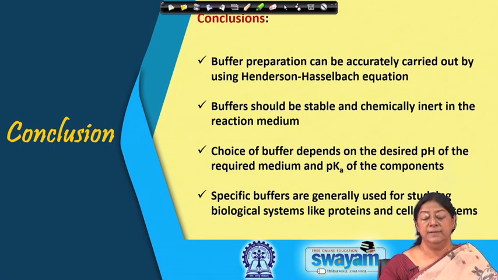So, the choice of buffer depends on the desired pH of the required medium and also the pKa of the components. The specific buffers that are used for biological systems like proteins, cellular systems or certain biochemical reactions are the common ones that we mentioned. Phosphate buffered saline is another very commonly used buffer that has sodium chloride added to it, which mimics the physiological condition, the physiological solution. So, this is another buffer that is very commonly used apart from the other ones that were mentioned.